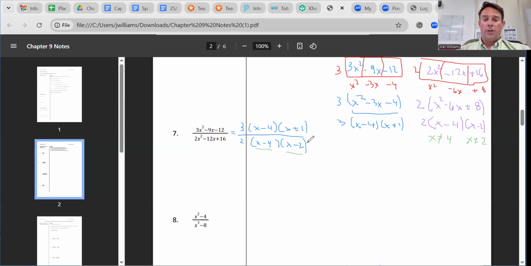So now we're going to cancel out our common factor. So even though the x minus 4 is going to go away, my final answer here then is going to be, I still have the 3 on top. I still have the x plus 1. I have the 2 on the bottom. I have the x minus 2. And our excluded values. X can't be equal to 4. And x can't be equal to 2.